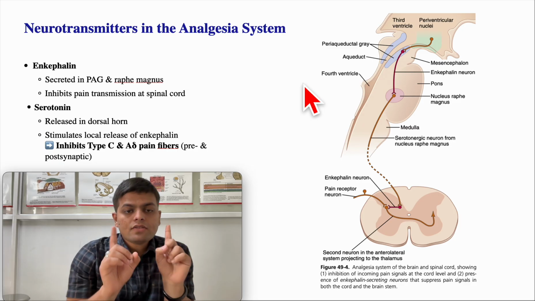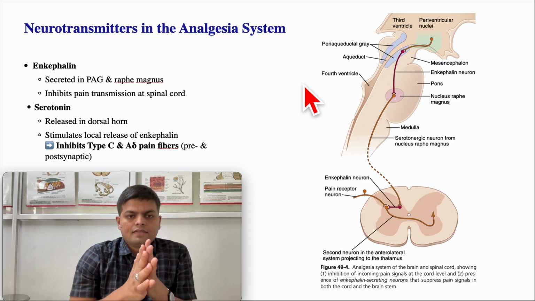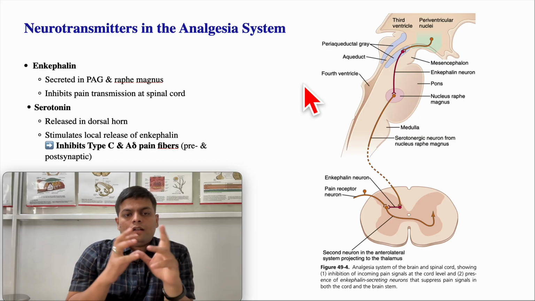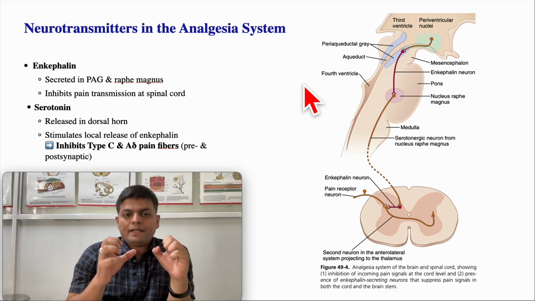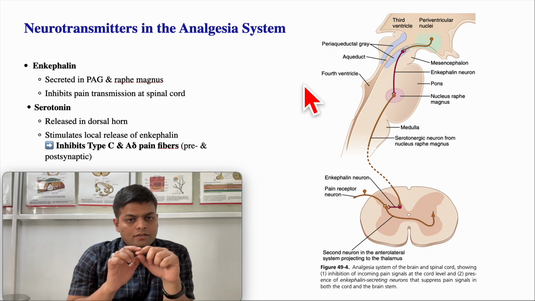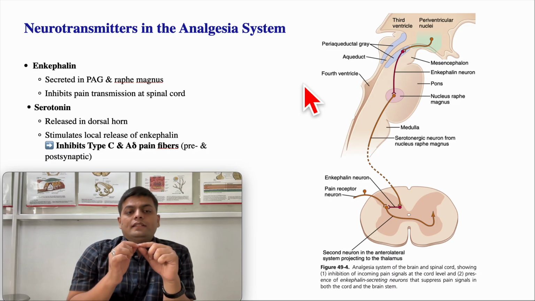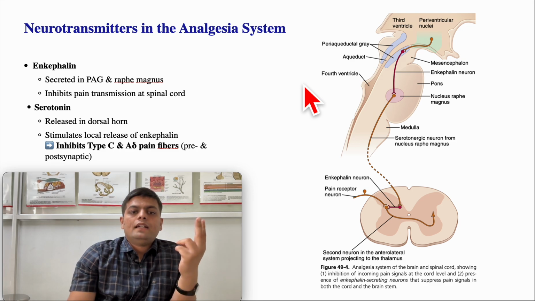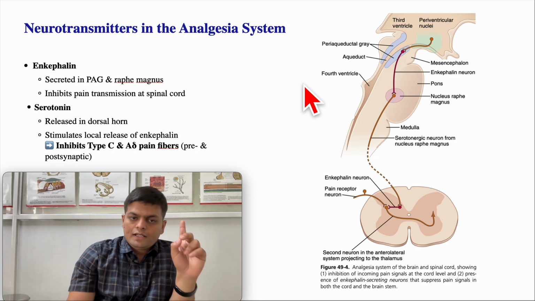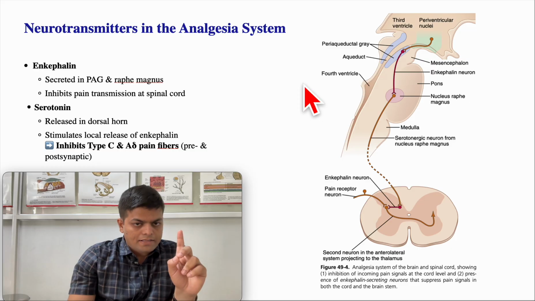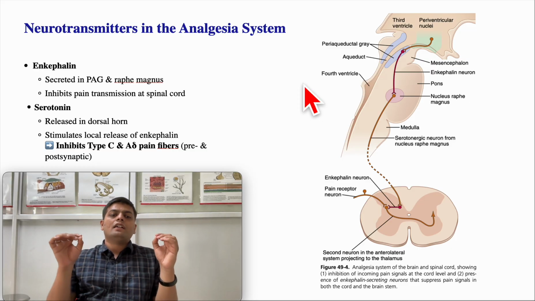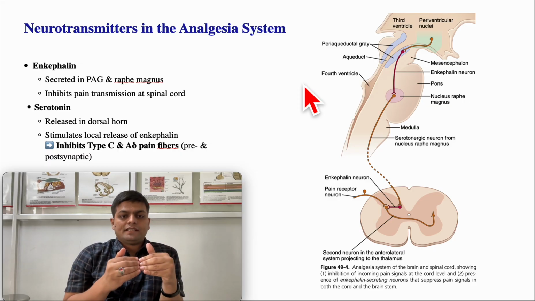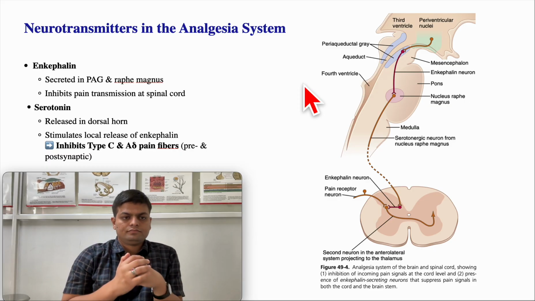Now, these chemicals are basically blocking the pain signals at the level of the spinal cord by inhibiting the type C fibers and A delta fibers. Type C fibers, which is unmyelinated, and A delta fibers, which are myelinated, before and after their synapses in the dorsal horn.